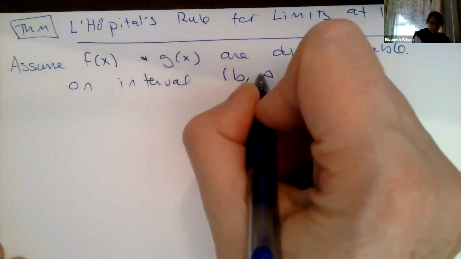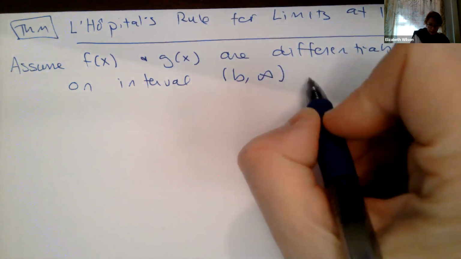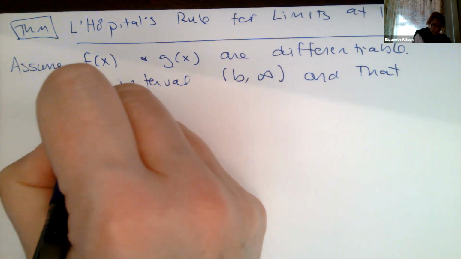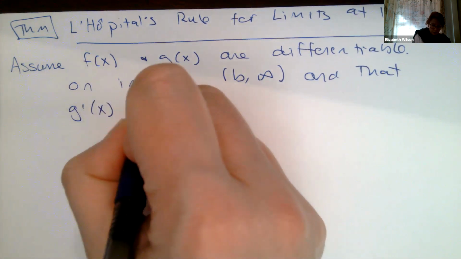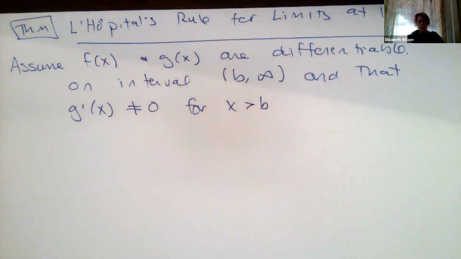b to infinity. Okay, so before we always said a to b, some open interval, but now we're specifying for sure that this interval includes infinity. So b to infinity, and that g prime of x does not equal 0 for x greater than b. So within this interval, we don't want our denominator function to introduce a domain restriction. So we don't want our denominator to be equal to 0.